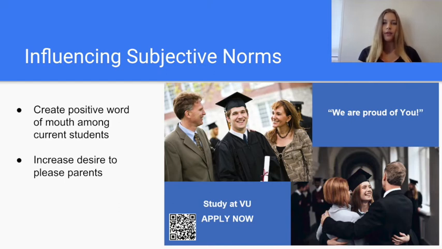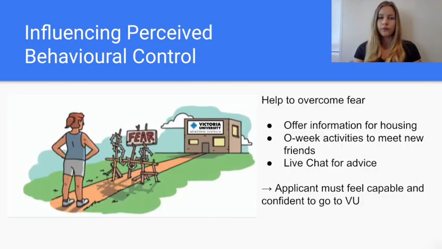VU could also motivate the applicants to please their parents' beliefs. For example, create a campaign which shows gratitude with the parents, saying, "We are proud of you." This would increase the natural desire to make your own parents proud and thus increase the likelihood of applying to VU. In order for young people to actually apply to VU, a high level of perceived behavioral control is required.